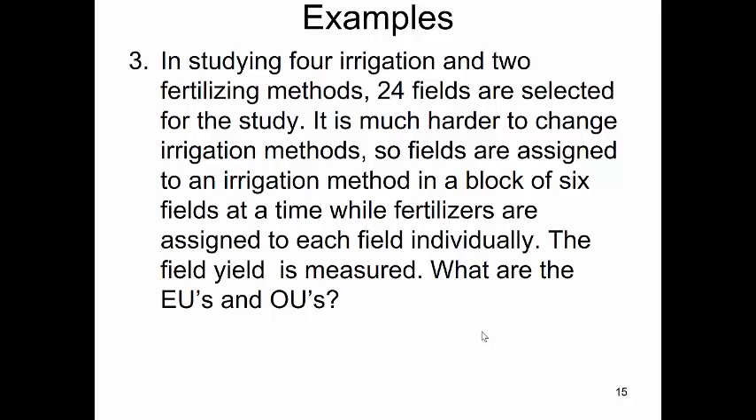You're studying 4 irrigation and 2 fertilizing methods. 24 fields are selected for the study. It's much harder to change the irrigation method, so fields are assigned to an irrigation method in a block of 6 fields at a time, while fertilizers are assigned to each field individually. The field yield is measured, and then the question is, what are the EUs? When we said that there are 24 fields, right?